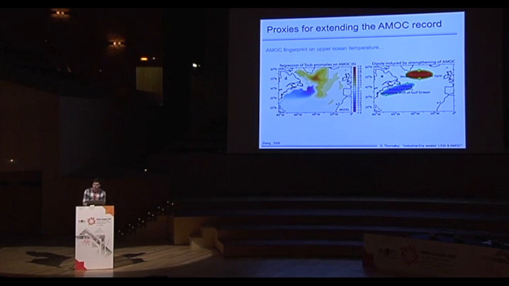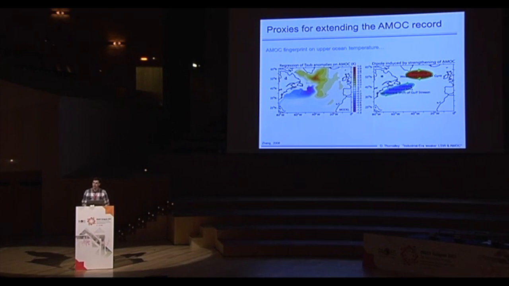There's a number of approaches that have been put forward about how we might do this. Some work by Rong Zhang has suggested we can use this AMOC fingerprint on upper ocean temperatures. And this is the fact that with a stronger AMOC, there's a characteristic temperature fingerprint in the upper ocean. In this case, the T-sub refers to temperatures at 400 meters. And you see a warming of the subpolar gyre with a strengthened AMOC.